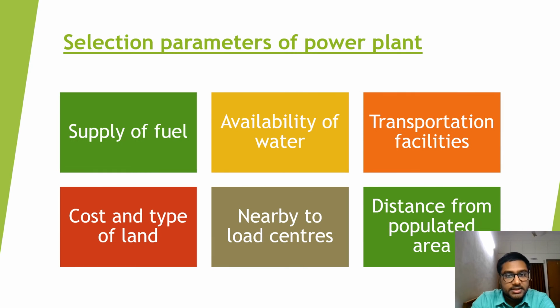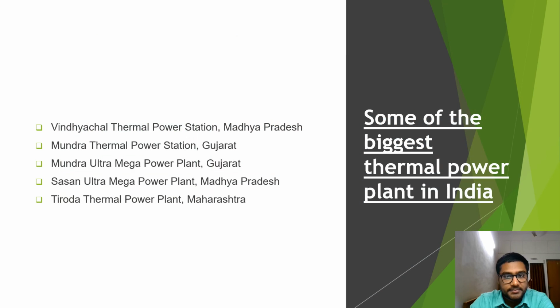Okay, now these are a few parameters that are taken into consideration before establishing a thermal power plant: supply of fuel, availability of water, transportation facilities, cost and type of land, nearness to load centers, and distance from populated areas. These can be understood by reading them. Some of the biggest thermal power plants in India are the Vindhyachal Thermal Power Plant in Madhya Pradesh, the Mundra Thermal Power Station in Gujarat, and so on.